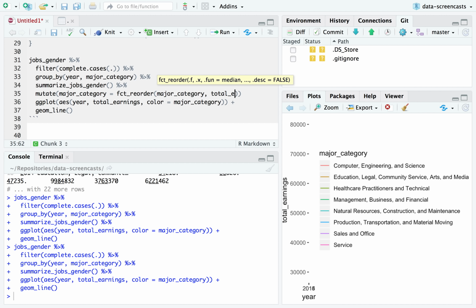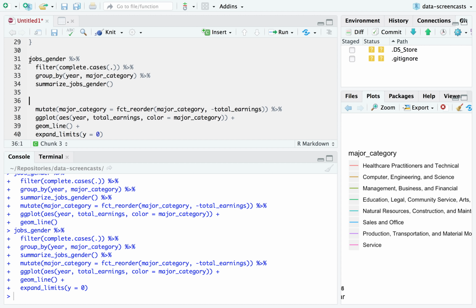Okay, that's this variation of this line. I would also say expand limits y equals 0. Okay, that's just the overall total earnings. All right, I'm going to call this by year major category. That's an aggregation. I'm also going to save this. Okay, let's also separate it by men and women.